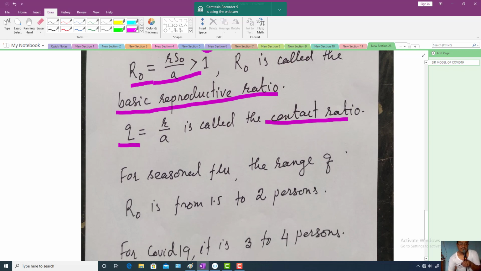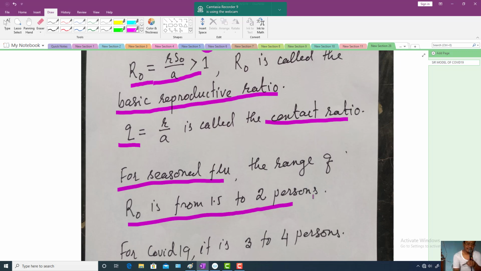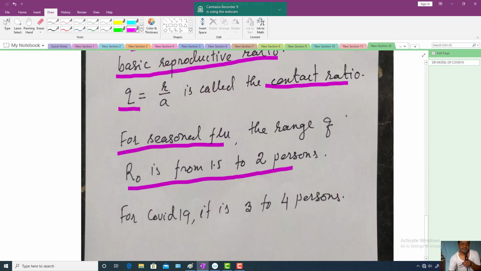So for seasonal flu, the range of R naught, the reproductive ratio, is between 1.5 and 2. That means one infected person can infect another 2 or so. For COVID-19 it is very big, that is 3 to 4. So one infected person can infect 3 to 4 more persons.